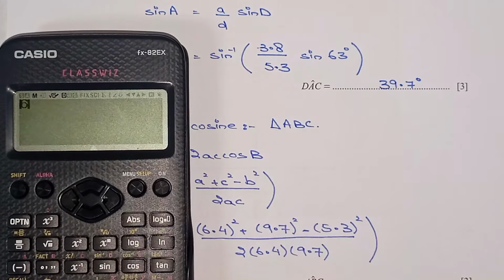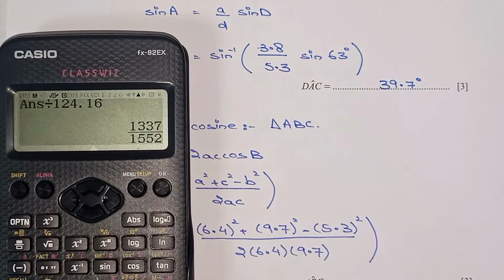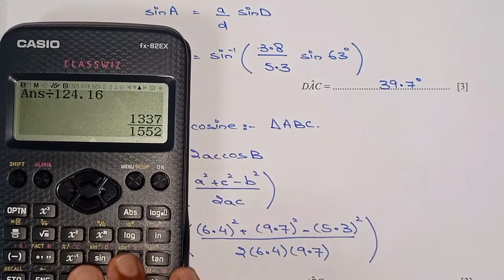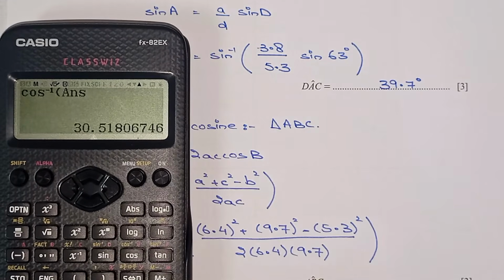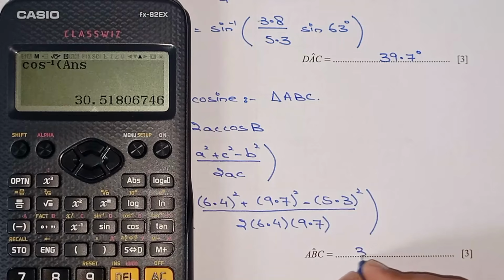Now for the numerator, 6.4 square plus 9.7 square, subtract 5.3 square, and divided by 124.16. This would be the denominator. And doing cos inverse, this would be 30.5 degrees. Yes, 30.5 degrees is angle ABC.